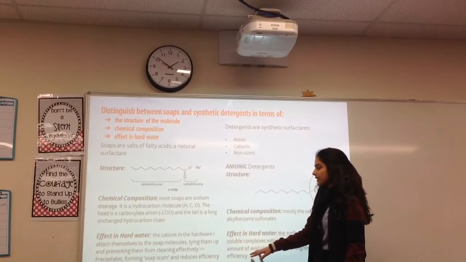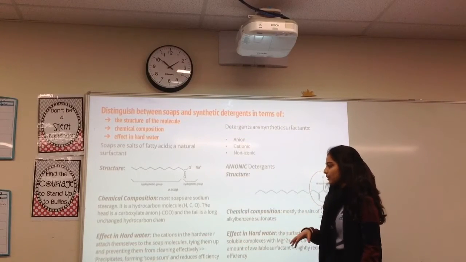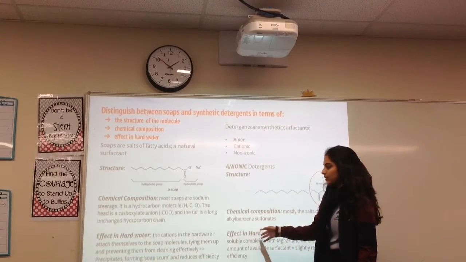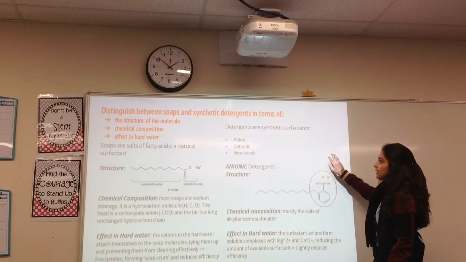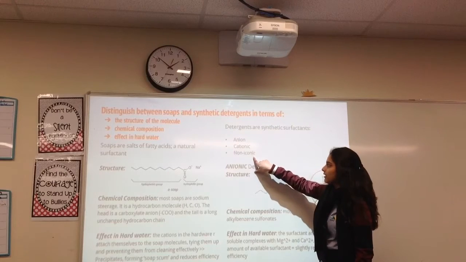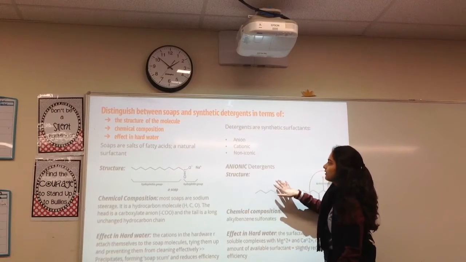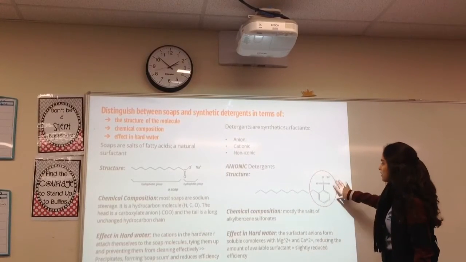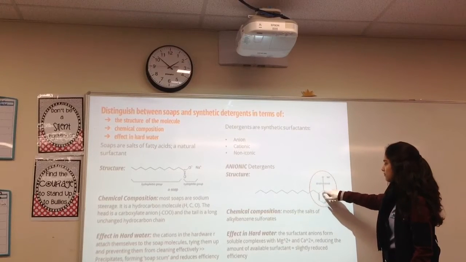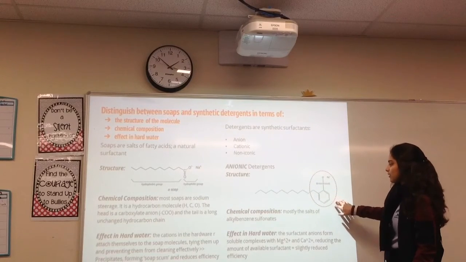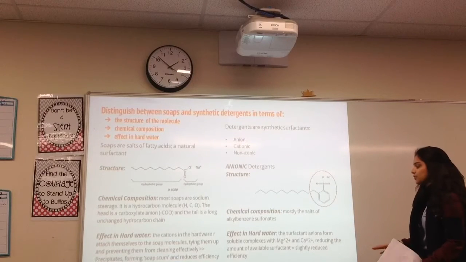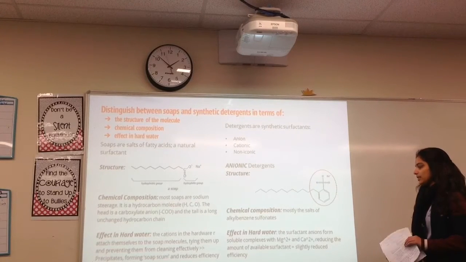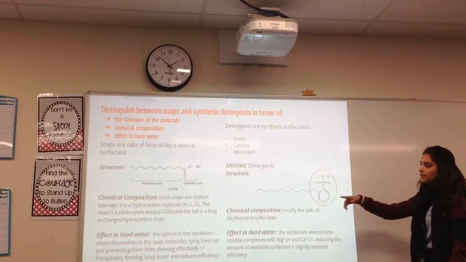But its effect in hard water: cations in the hard water attach themselves to the soap molecules, tying them up and preventing them from cleaning effectively. So its effect in hard water is minimal, so it's not as efficient. And detergents, there are three types: anionic, cationic, and non-ionic. The structure has this benzene, an alkyl benzene sulfonate, and in hard water, the surfactant anions form soluble complexes with the magnesium and calcium and reduce the amount of available surfactant, but its efficiency is still greater than soap in hard water.